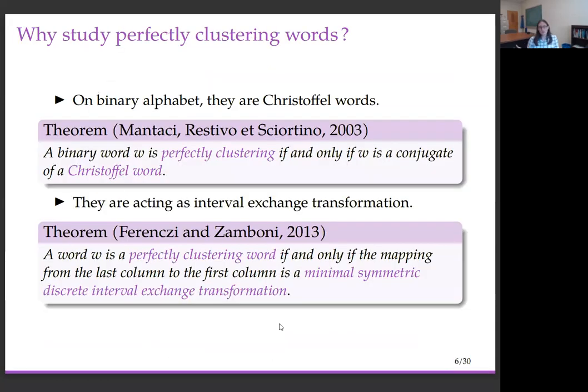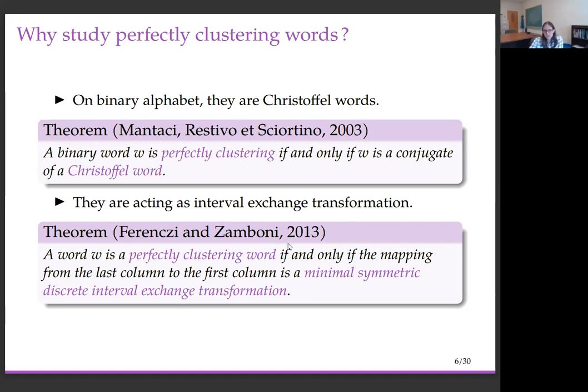So why do we want to study perfectly clustering words? First of all, if you look at them on the binary alphabet, they are exactly Christoffel words. It was shown by Mantaci, Restivo, and Sciortino in 2003 that a binary word W is perfectly clustering if and only if W is conjugate to a Christoffel word. And the other interesting result is that they are acting as interval exchange transformations.